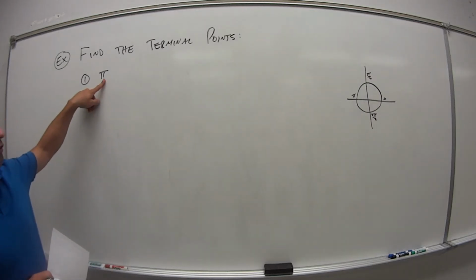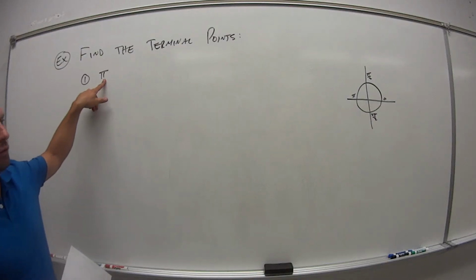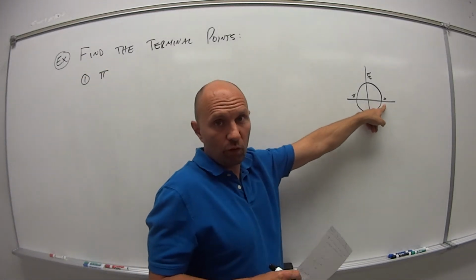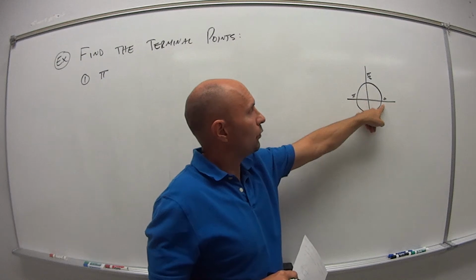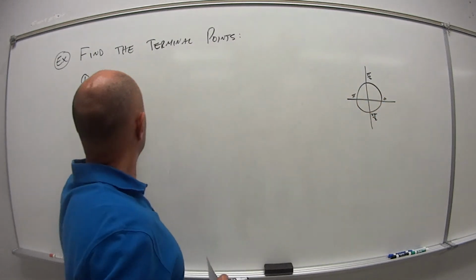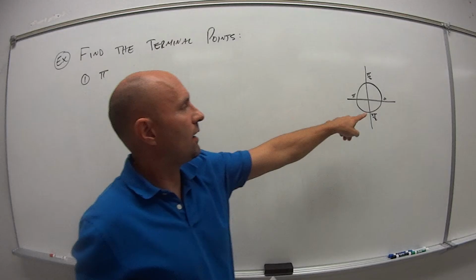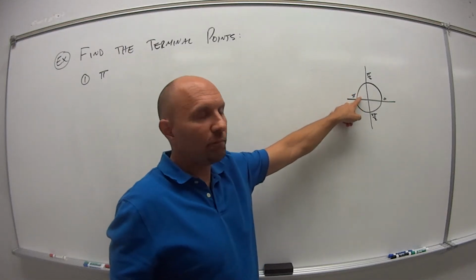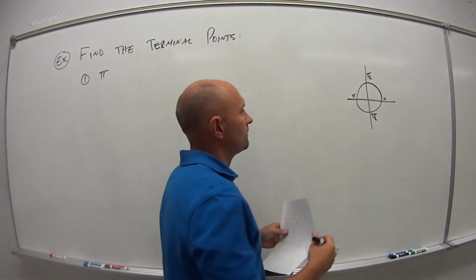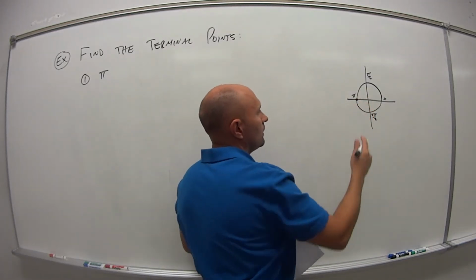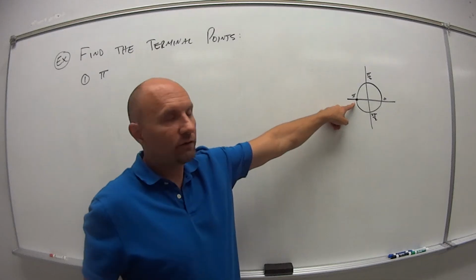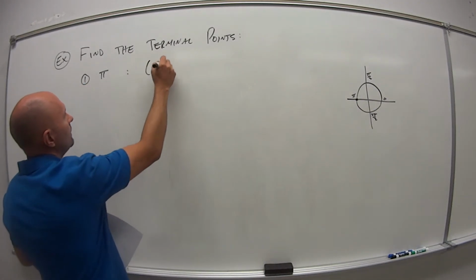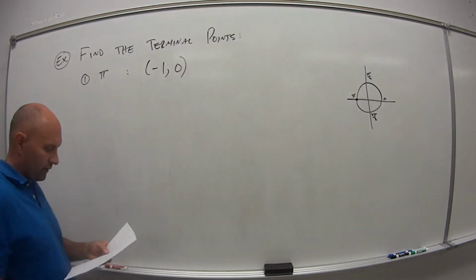So if I want to know the terminal point for pi, well, what were the directions that we follow? We're going to start at 1, 0, or our value for 0. Because this is positive, we're moving counterclockwise. So we're moving counterclockwise around the circle a distance of pi, and we end up here. So we want to know, what are the coordinates at that point? Well, the coordinates are -1 and 0.